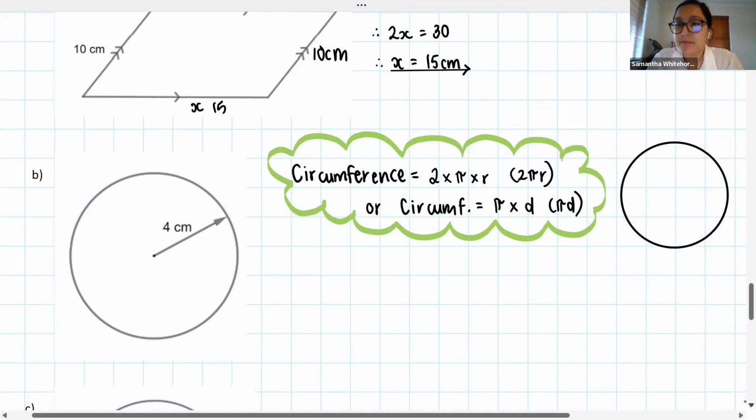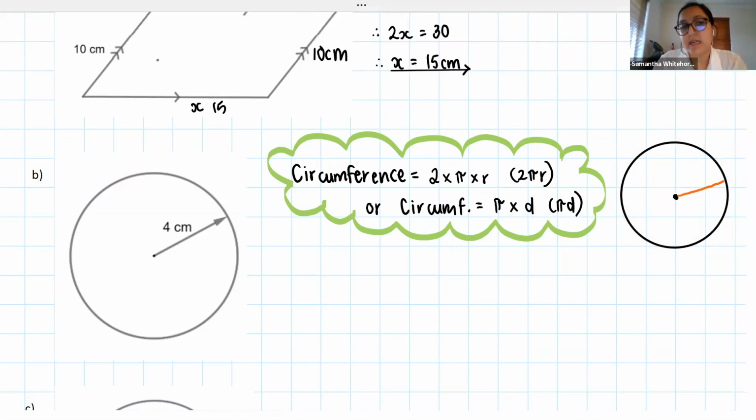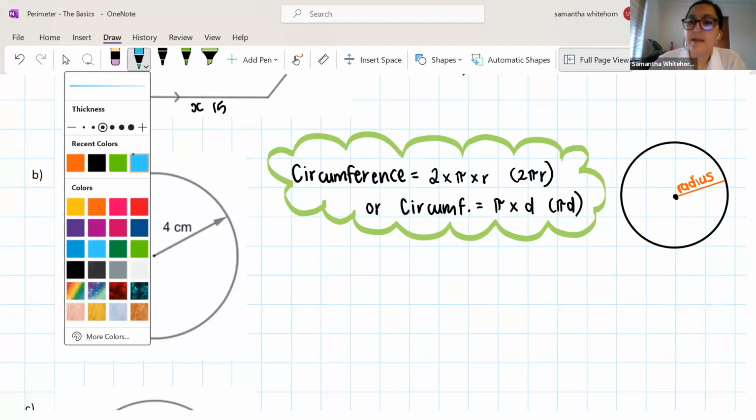Okay, so here, this dot represents the center of my circle, and there's 2 important bits that we need to know. Firstly, any line drawn from the center of your circle to the circumference is called the radius. Could we also not do the question until I'm finished explaining? Thank you. So any line drawn from the center of my circle to the circumference is called the radius.